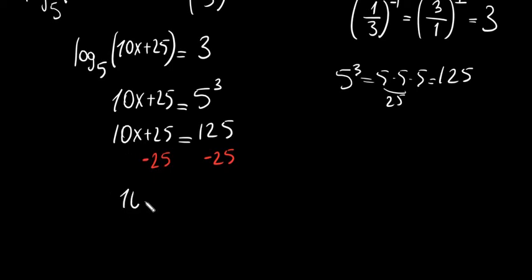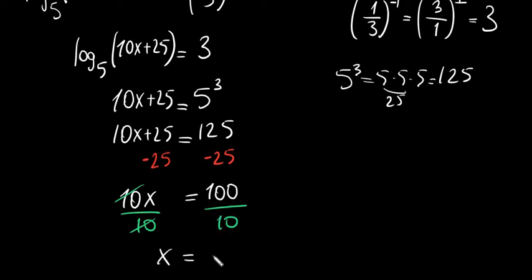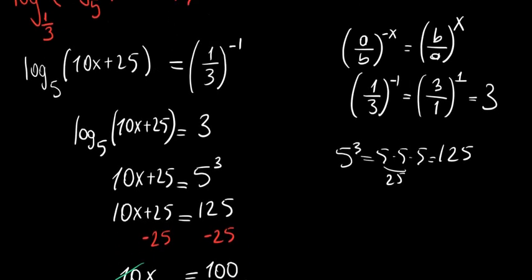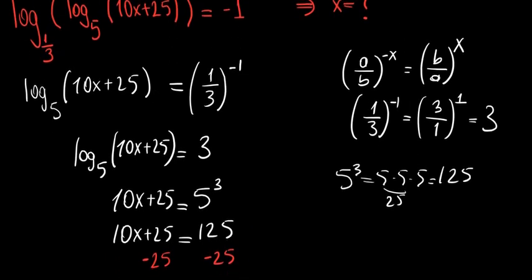Then I will have 10x, because this is going to be 0. 10x is equal to 100, right? 125 minus 25 will be 100. And then I can divide both sides by 10. Let's divide both sides by 10. So this 10 and this 10 will be cancelled out. So as an answer, x is going to be 100 divided by 10, which is 10. X is going to be 10. So the solution to this equation will be 10.